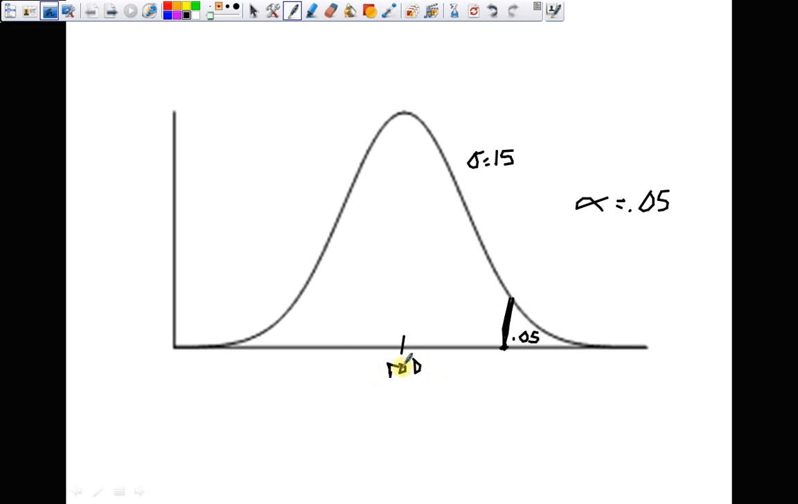So even if the true mean really was 100, 5% of the time we're going to get a value out here, and we're going to reject, because it's far enough from the mean that we're going to favor that the mean is actually greater than 100.